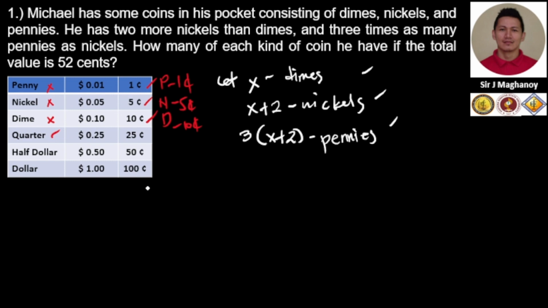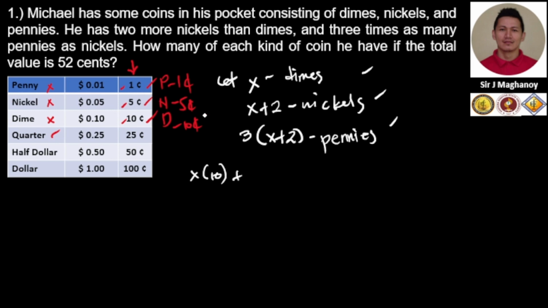So let's formulate our equation. But before we do that, remember that the units of these variables are in cents. So we need to include these multipliers, our multipliers going to our variables. So if we formulate our equation, that is x. What is the unit of our dimes? That is 10 cents. So in short, x times 10 cents, right?